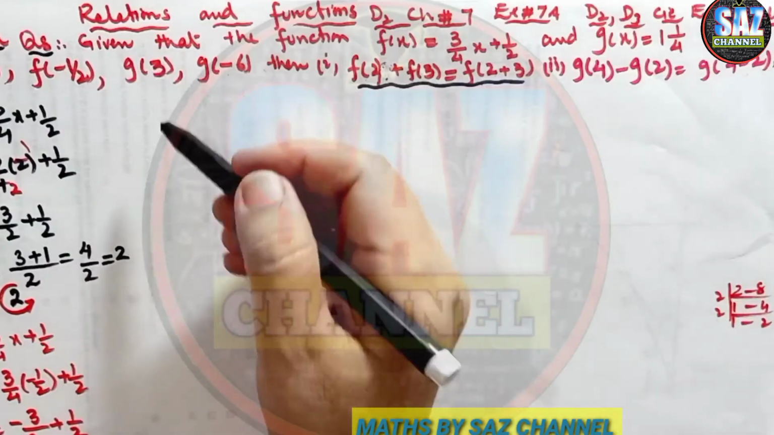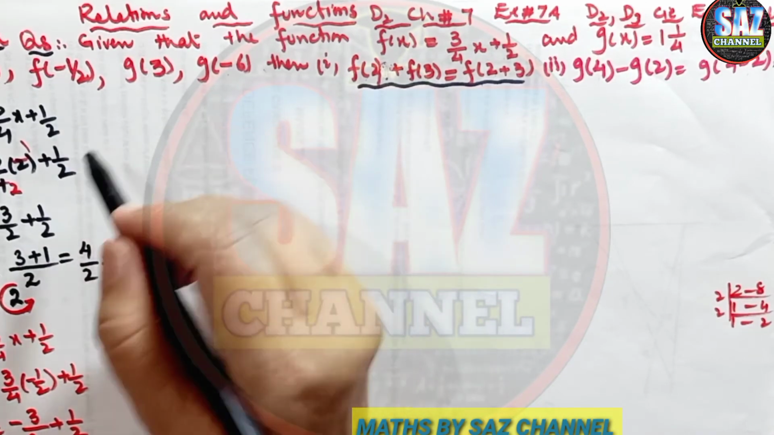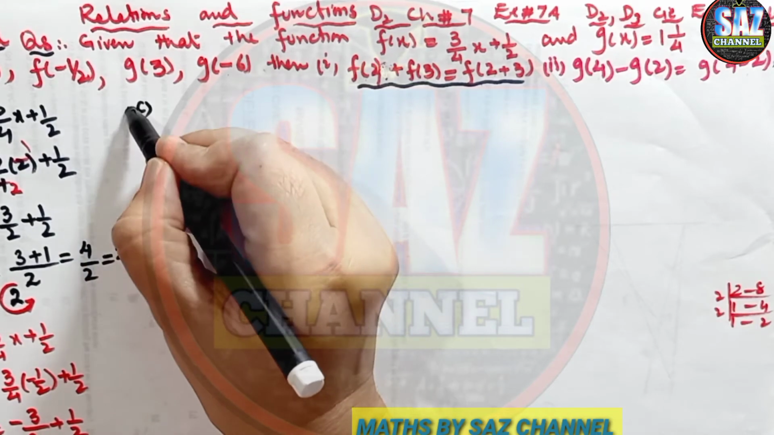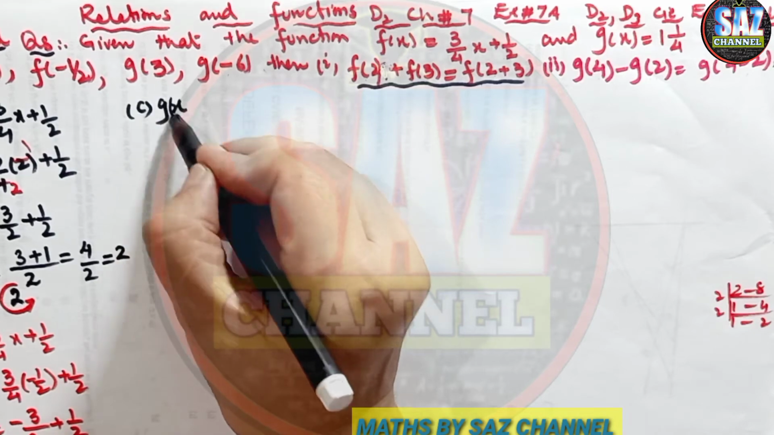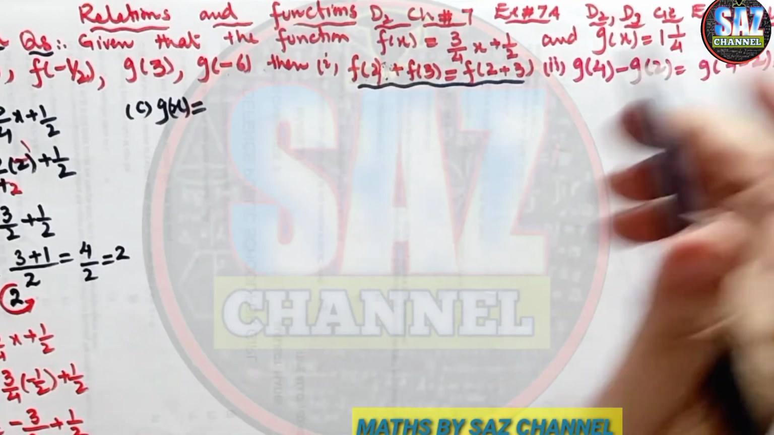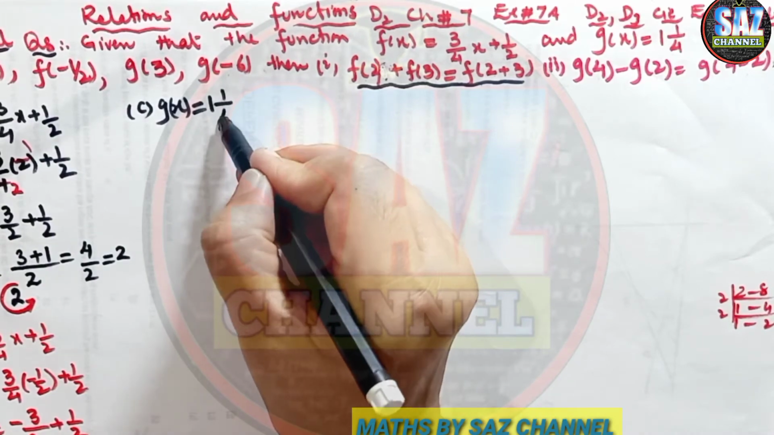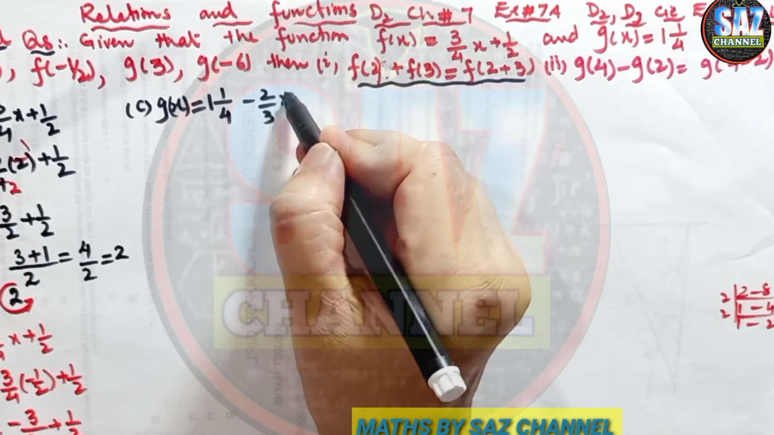As we have to evaluate the function g at 3, we have to take the function g now in this part, that is g of x equals 1 whole 1 by 4 minus 2 by 3x.